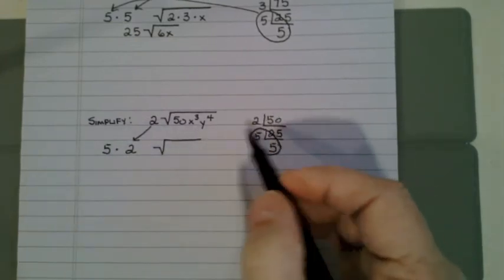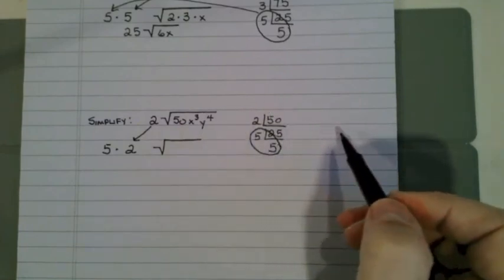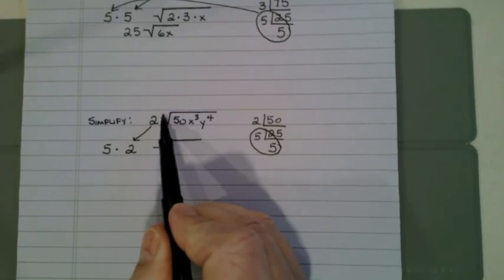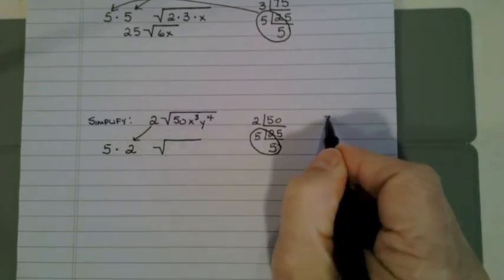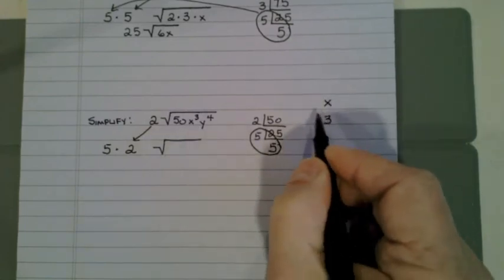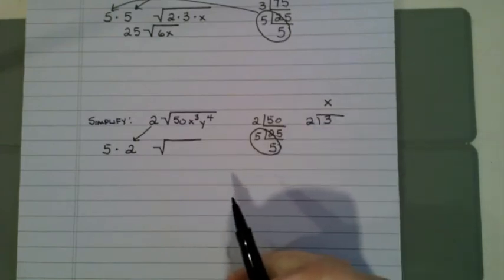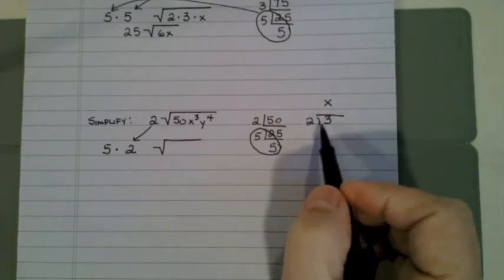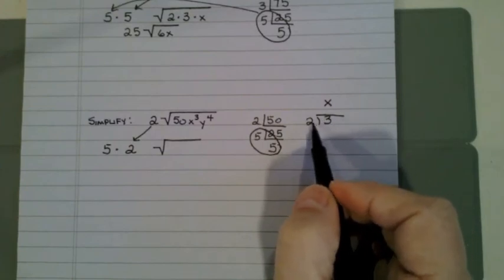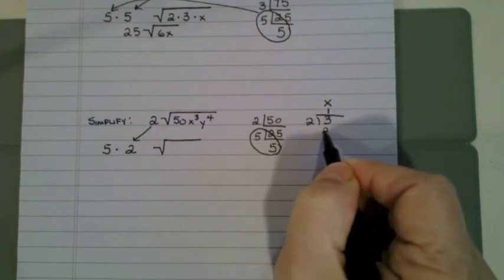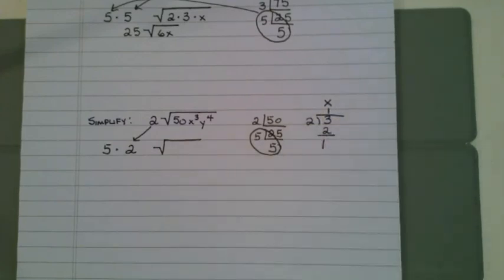Now, here's another method I can use instead of writing all the x's out or writing all the y's out. Since I've got an index of 2, I'm going to take this 3 for my x's and divide it by 2 because that's pairing them up. 3 divided by 2, or how many times will 2 go into 3? It'll go into it 1 time. 1 times 2 is 2 with 1 left over.